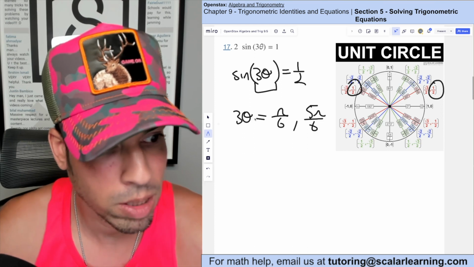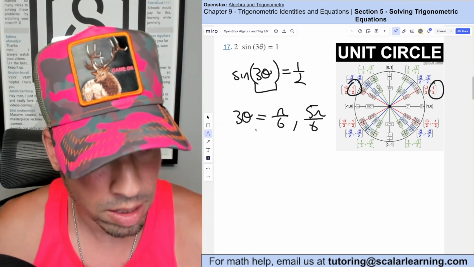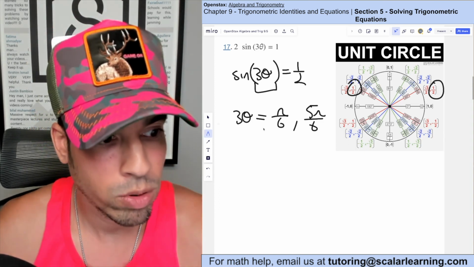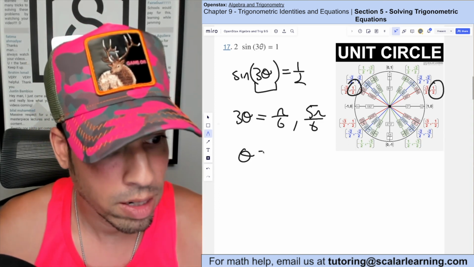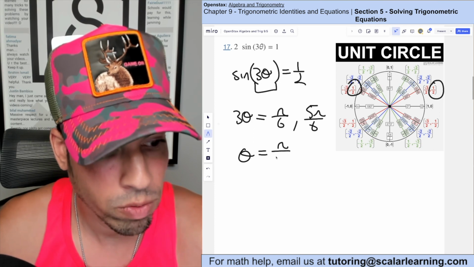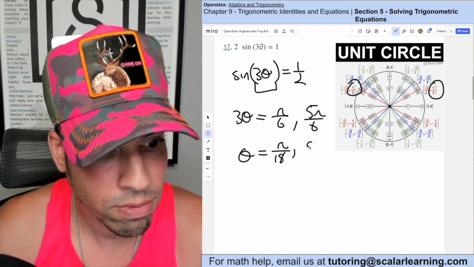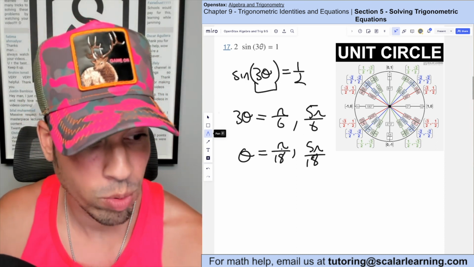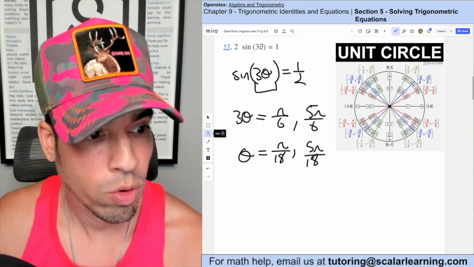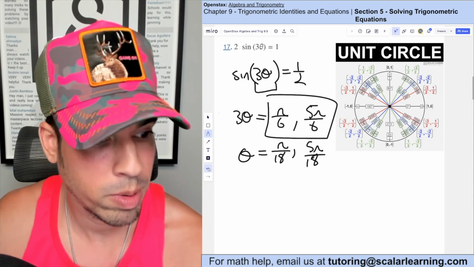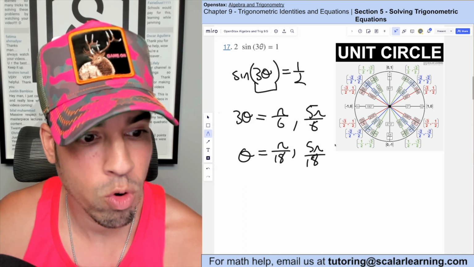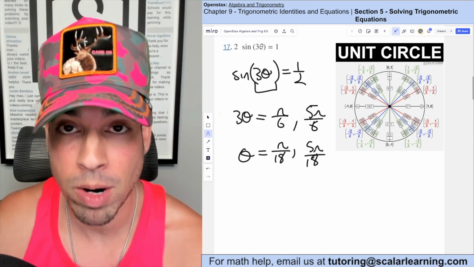But we're not done, because this is what 3 theta equals. I need to know what theta equals, which means I have to divide both sides by 3. So then theta equals pi over 18 and 5 pi over 18. Now here's the deal. We're trying to get every answer between 0 and 2 pi. So if we didn't divide by 3, these would be the only two answers, right? But there's actually more because we're dividing by 3.